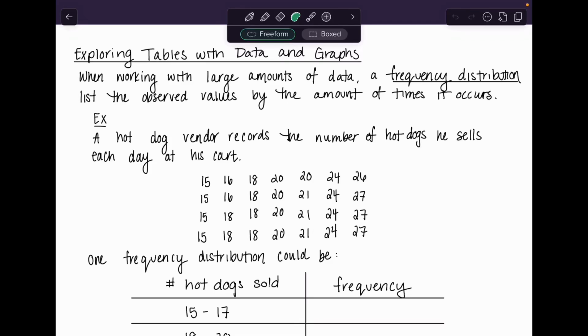So once data is obtained, we're going to be talking about ways that we can display different types of data using tables, graphs, and things like that. When we're working with a lot of data, it would be kind of useless to just list it all out. So instead, we often use what's called a frequency distribution, and that's going to list the observed values by the amount of times that that value occurs. So we're going to look at an example.